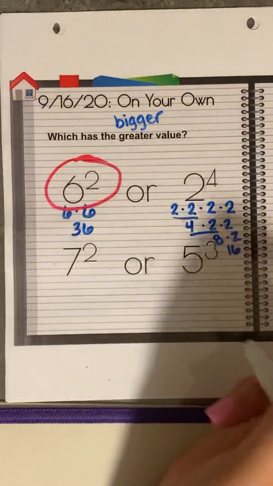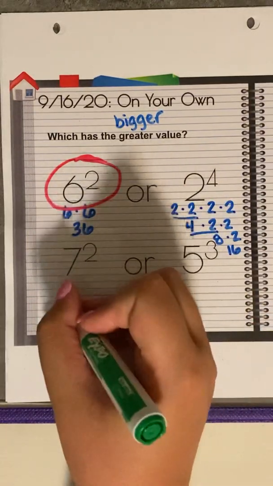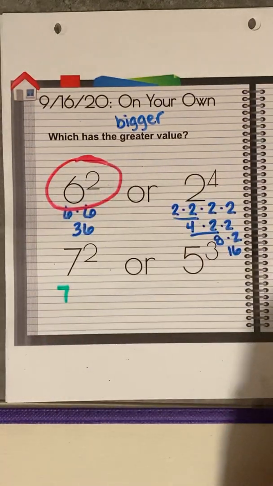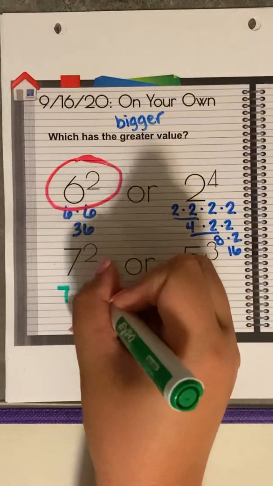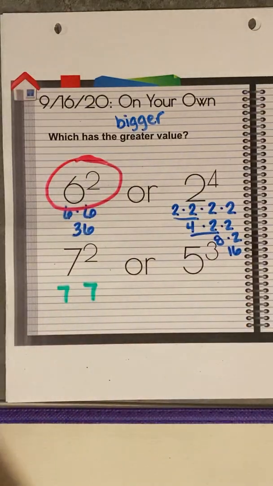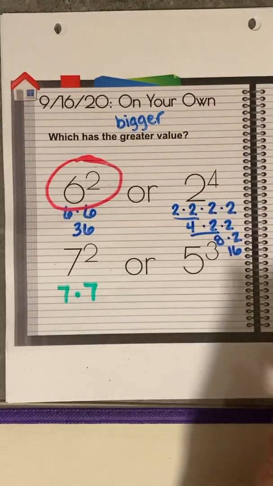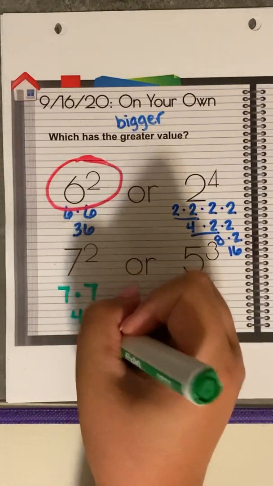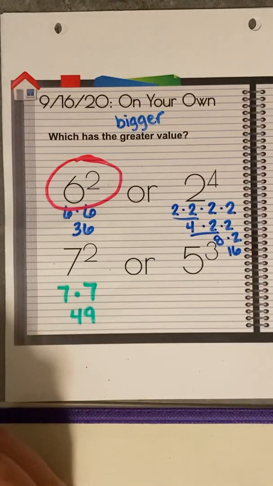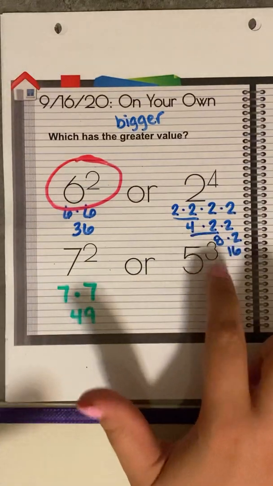Now, we are going to look at the next one, 7 squared or 5 to the 3rd power. Well, 7 squared, our base is 7. And how many times are we going to see that 7? 2 times. So we're going to have 7 and 7. And what are we doing with those? Oh yeah, multiplying. Well, what is 7 times 7? I know, 49. Duh, Miss S. I know.